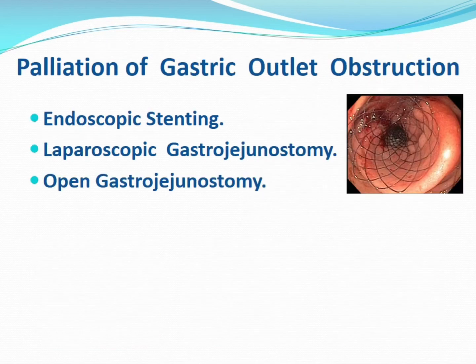Palliation of gastric outlet obstruction may be done using endoscopic stenting or laparoscopic gastrojejunostomy or open gastrojejunostomy. Here we can see endoscopic stenting, using the endoscope to insert a stent in the duodenum for palliative treatment of gastric outlet obstruction.